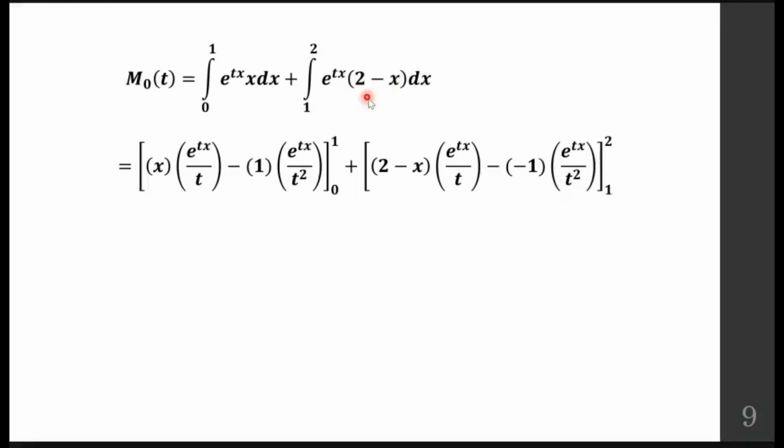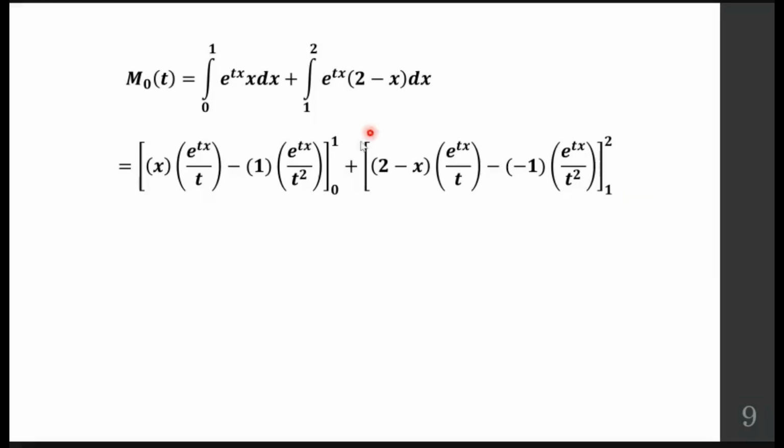Here also we will keep 2 minus x as one function, that is the algebraic function. So this is u times the integral of v, minus its derivative which is minus 1, times its integration, that is e raised to tx upon t square, between the limits 1 and 2. So applying the upper limit and the lower limit.